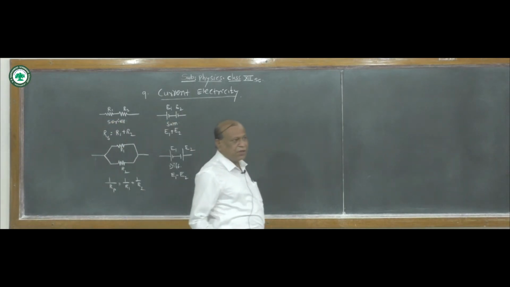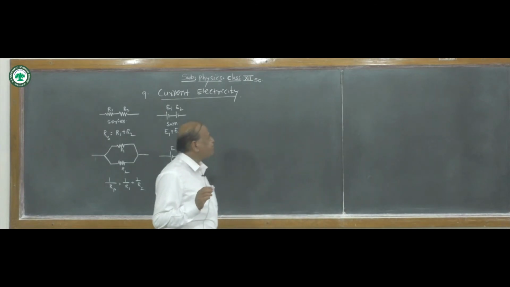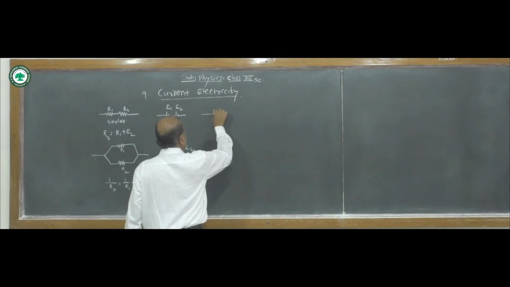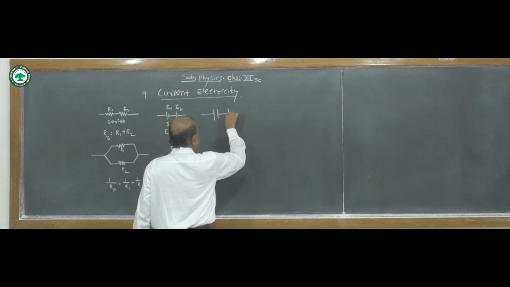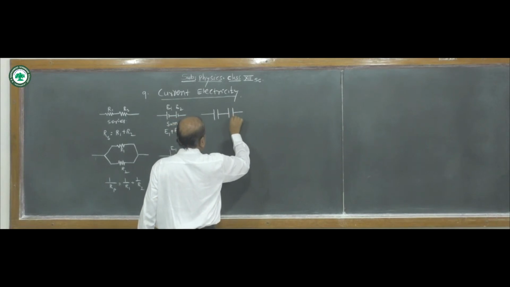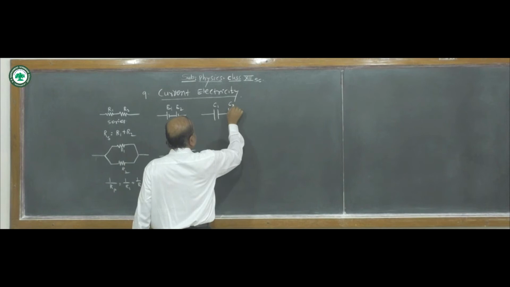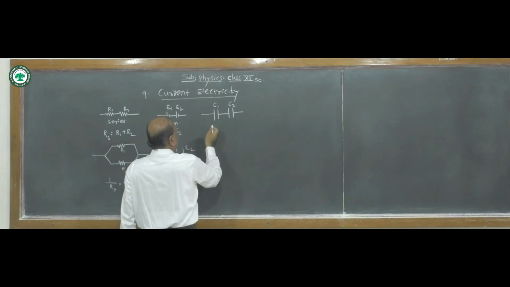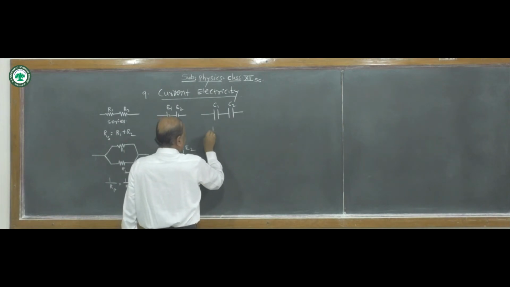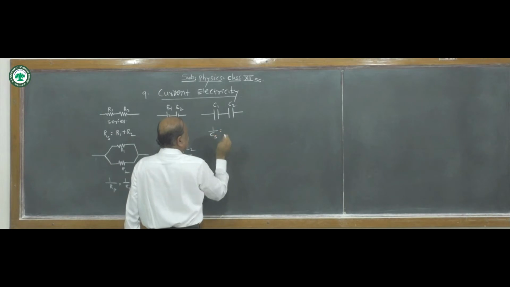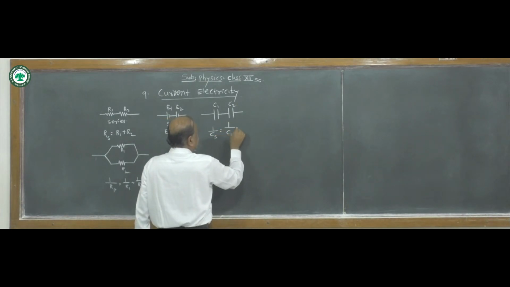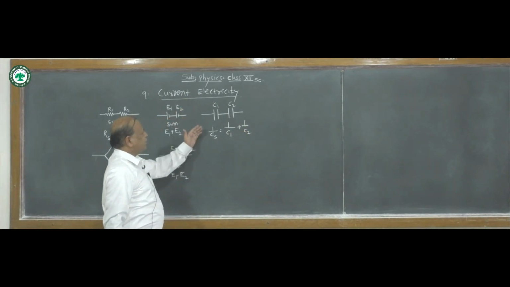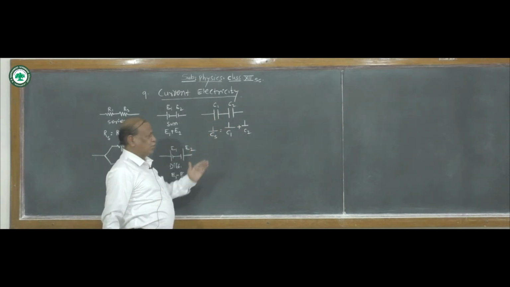Also in the previous lecture on electrostatics, you studied the series combination of capacitors. Here, for simplicity, only two capacitors are connected in series combination. What is the effective capacity of this combination? 1 upon Cs is equal to 1 upon C1 plus 1 upon C2. Here the effective capacity decreases for series combination.